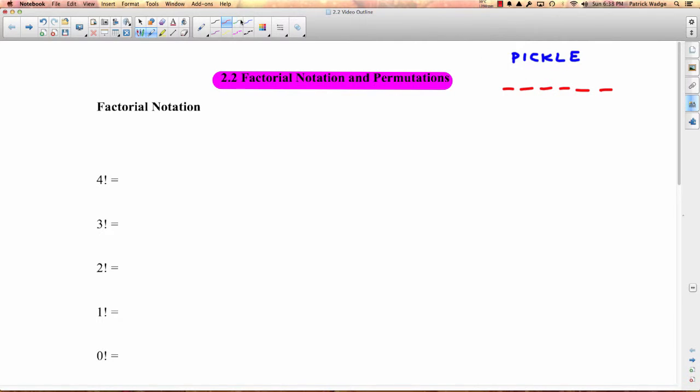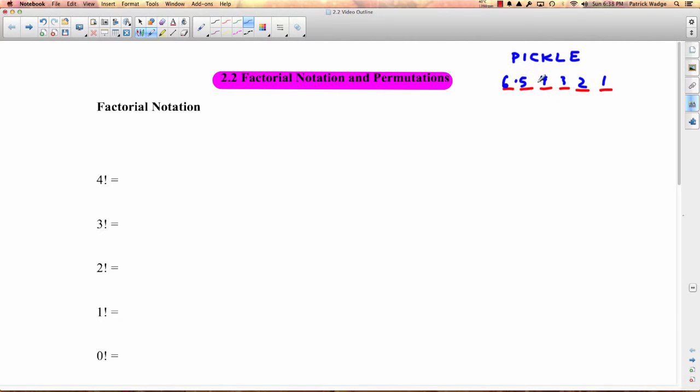We did this the last few days. So how many letters do I have to choose from to put in the first spot? 6. There's 6 letters that could go in the first spot. But now that I've used one, how many letters could go in the second spot? There's only 5 left for there. Now I've used 2. How many left here? 4. How many left here? 3. How many left here? 2. How many left for here? 1.